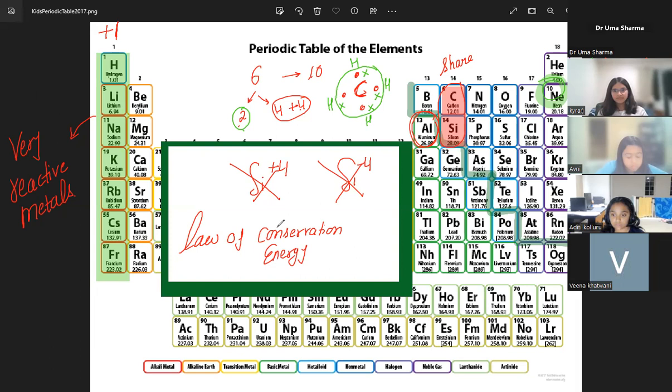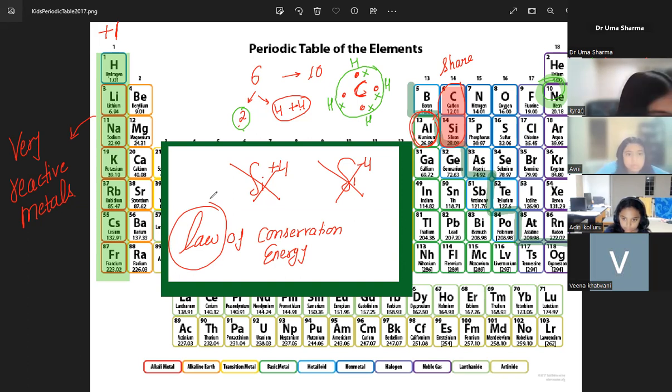You're understanding right on this law of conservation of energy. Whenever I say law, it means universal law. It means applied on the universe, anywhere in the universe. Universe means earth, moon, sun, solar system, galaxies. You know the meaning of universe, right?